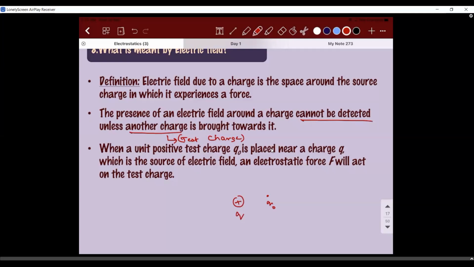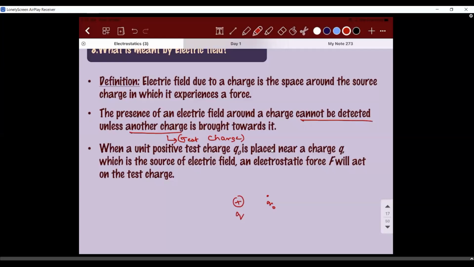Now comes an important question. What does Coulomb's law tell us? If two charges are there, each charge will exert an equal and opposite force on the other. Right. So if I have a source charge and the test charge due to the source charge is experiencing force, then will the test charge also be able to exert a force on the source charge? Yes, it will be able to do it.